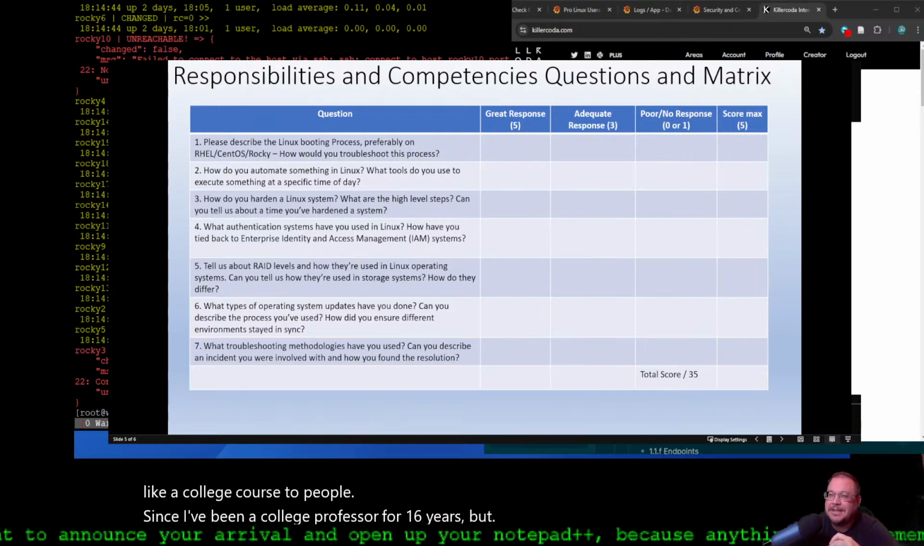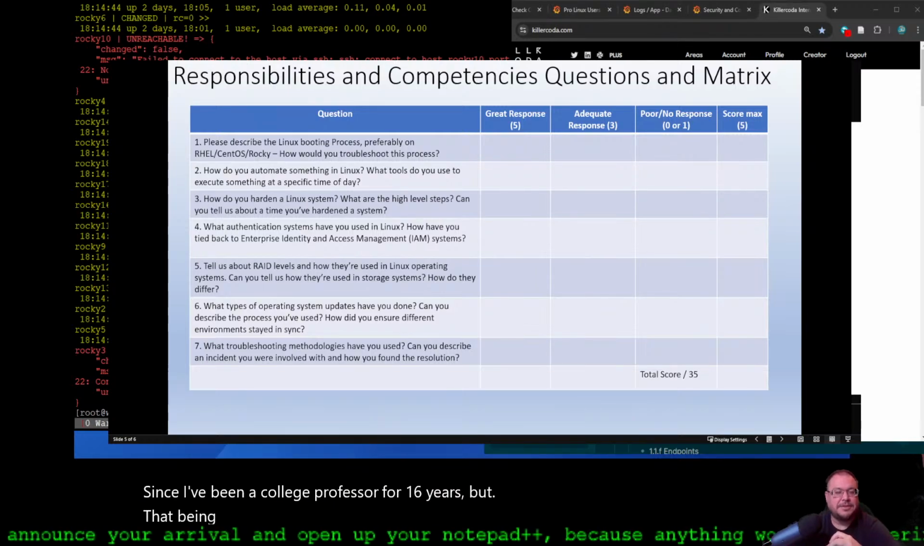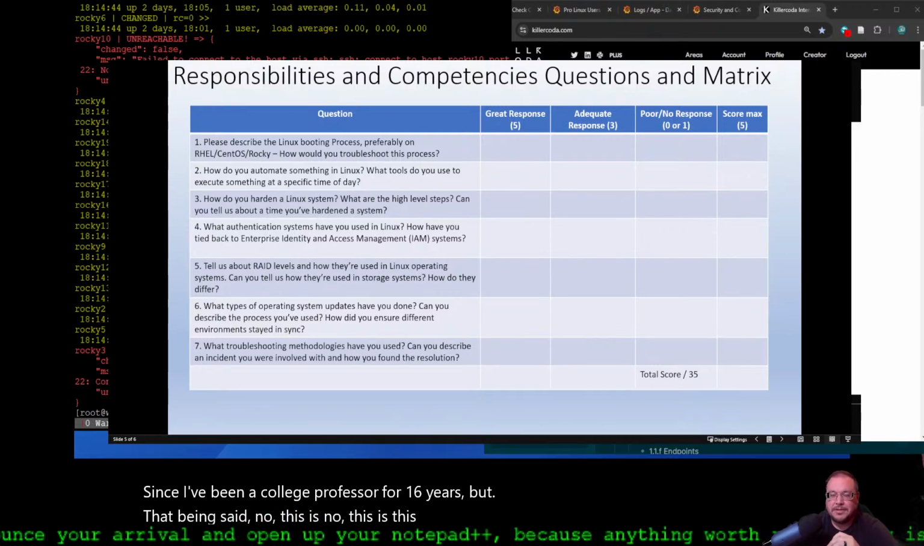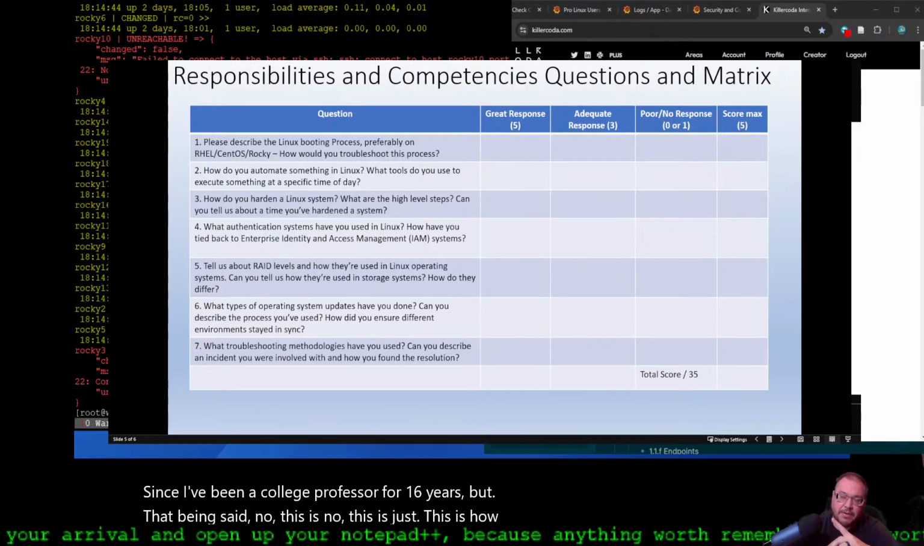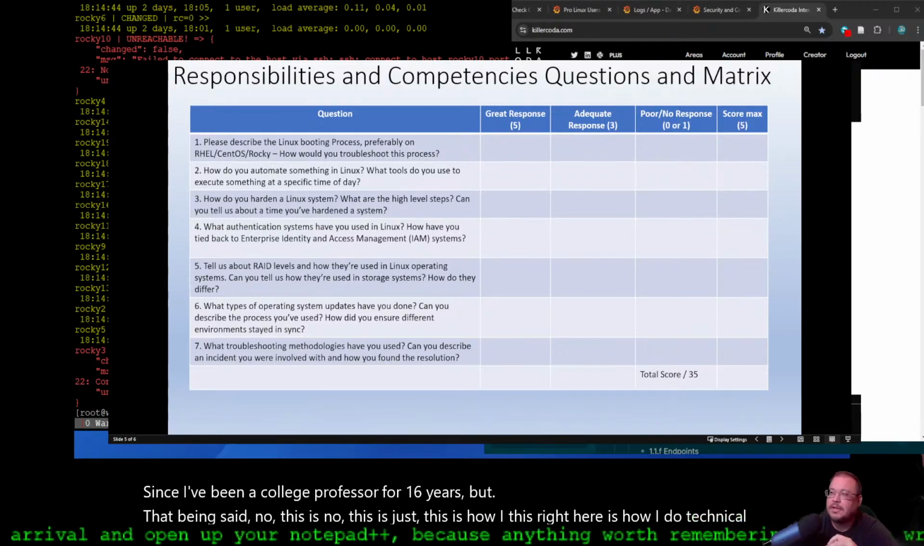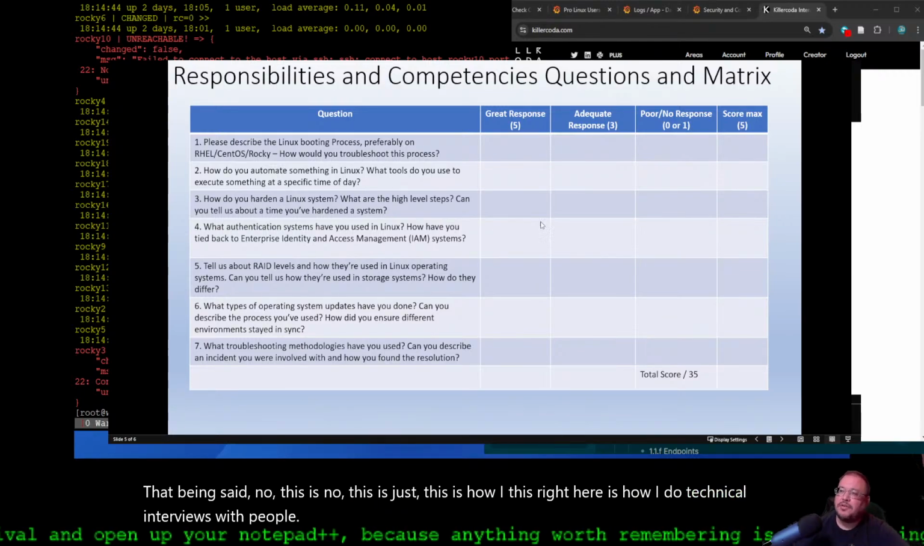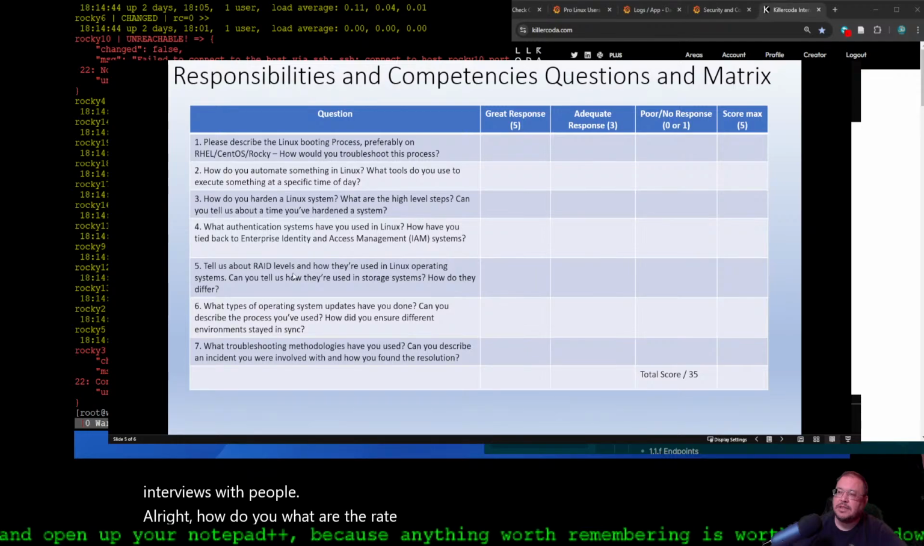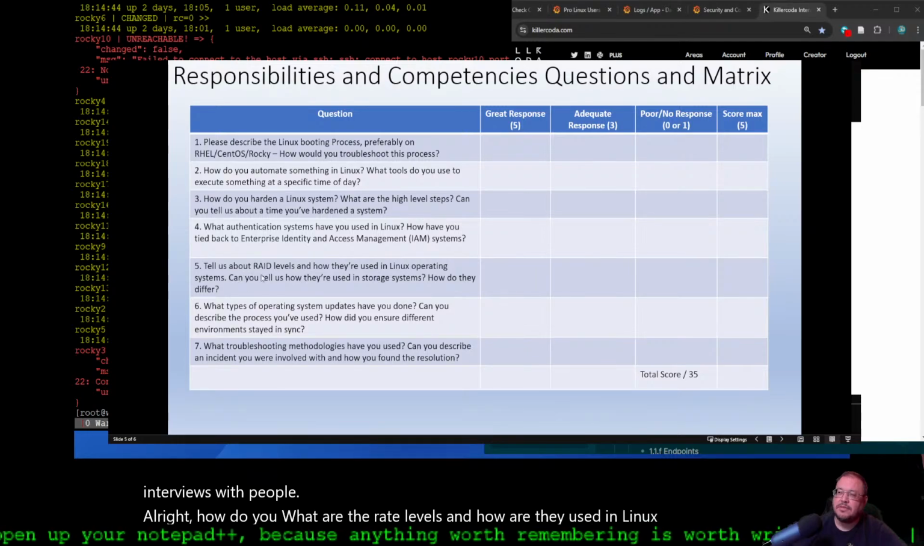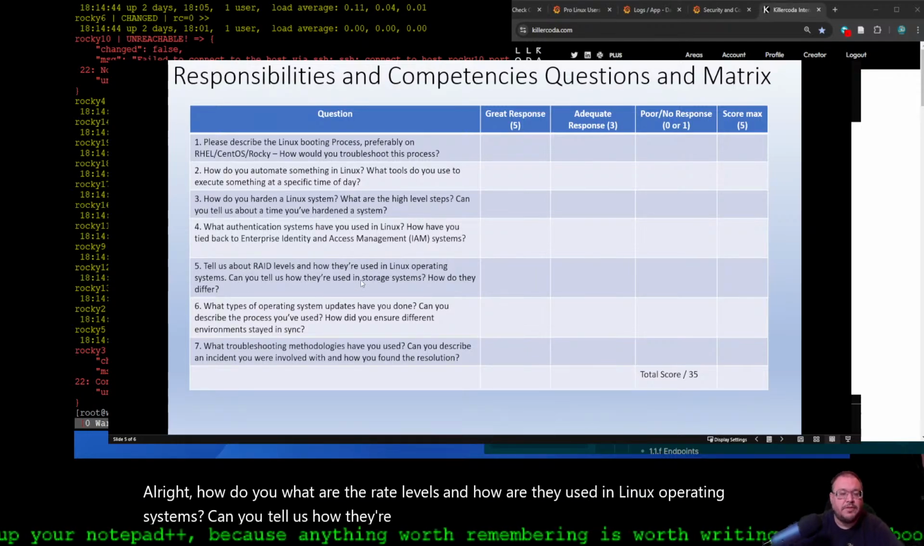That being said, this right here is how I do technical interviews with people. All right. What are the RAID levels and how are they used in Linux operating systems? Can you tell us how they're used in storage systems, or have you done any of that?